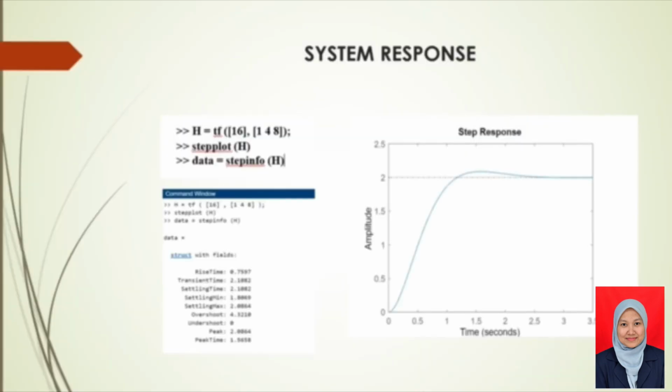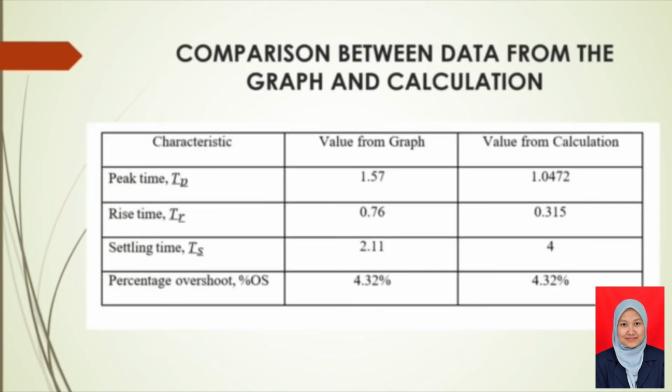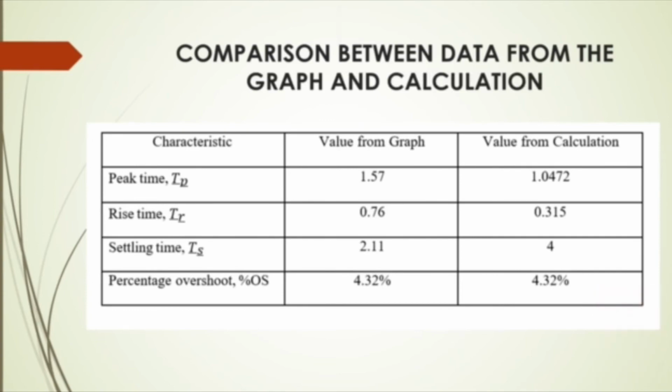Here is the result of the data and the graph simulation for the system response based on the command from the MATLAB application. From the data of the peak time, rise time, settling time, and also the percentage overshoot, there are different values between the value from the graph and the value from the calculation. We can see that for the peak time and also the rise time, the value from the graph is higher than the value from the calculation, and for the settling time, the value from the graph is lower than the value from the calculation.